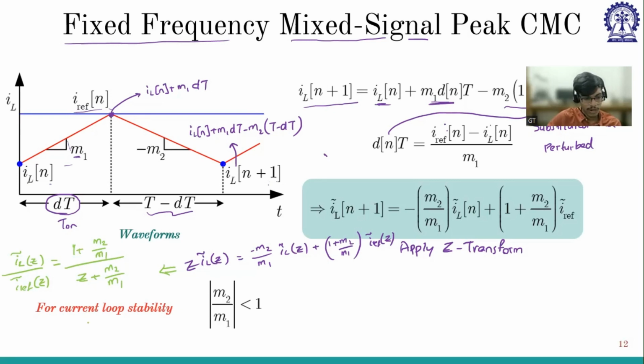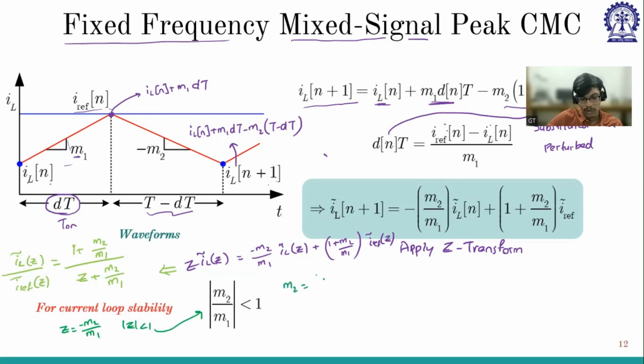So from this we get Z equals minus m2 by m1, and we know mod Z is less than 1. So mod of m2 by m1 is less than 1. So this is the condition. But in the case of a buck converter, what is m2?